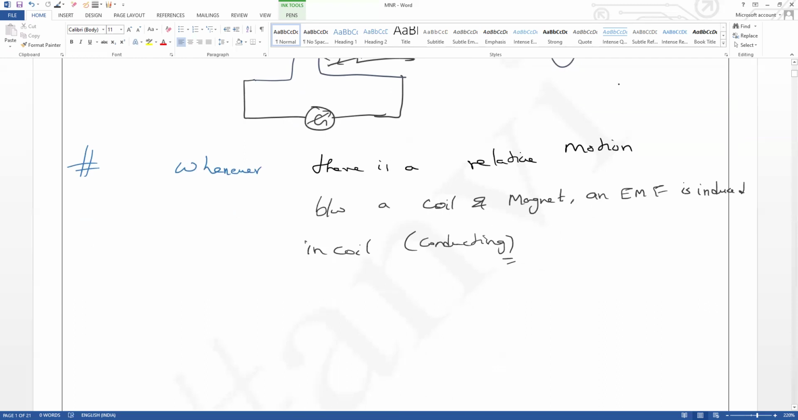Or you fix the magnet, whatever the pole, and move the coil forward and backward. There must be relative motion between coil and magnet. Either the magnet can go and come back, or the coil can go forward and move back. Then also current is induced.